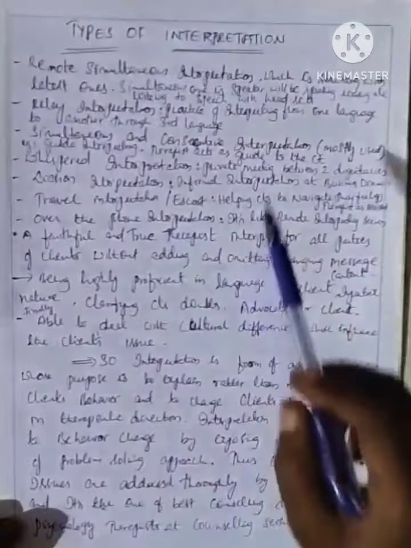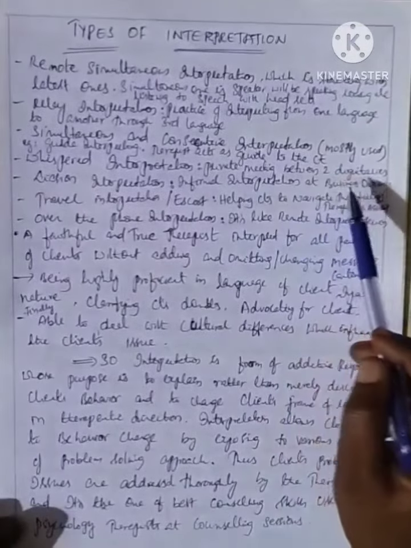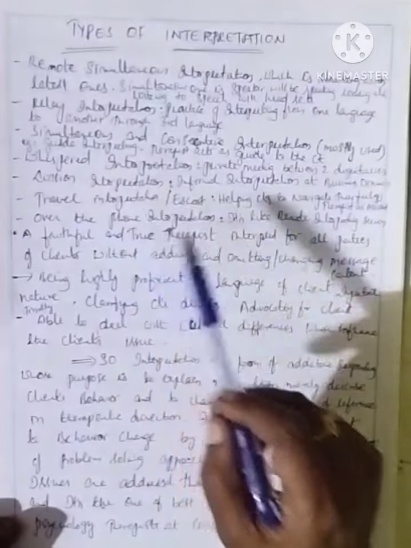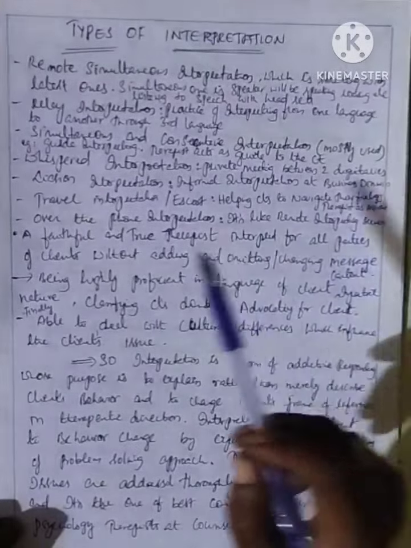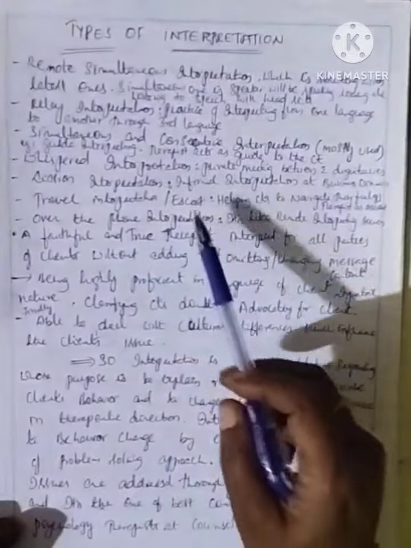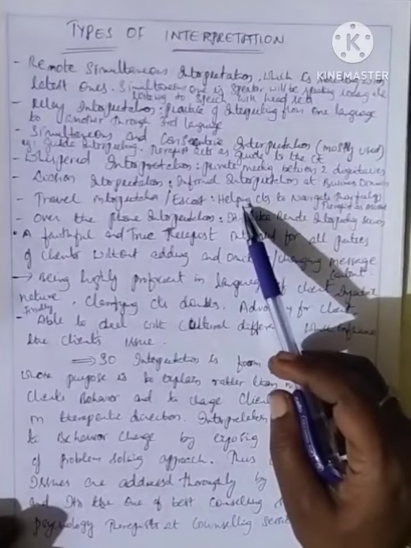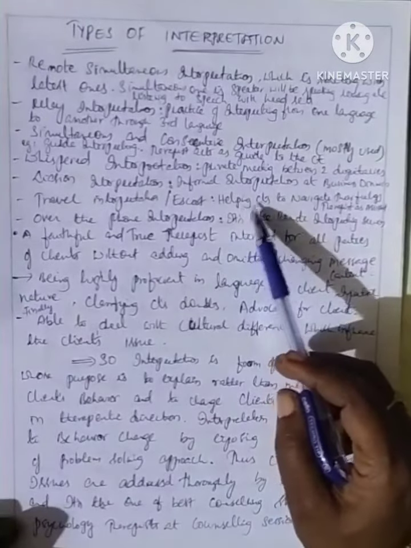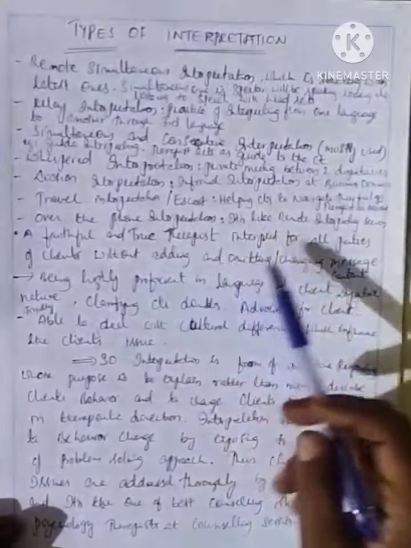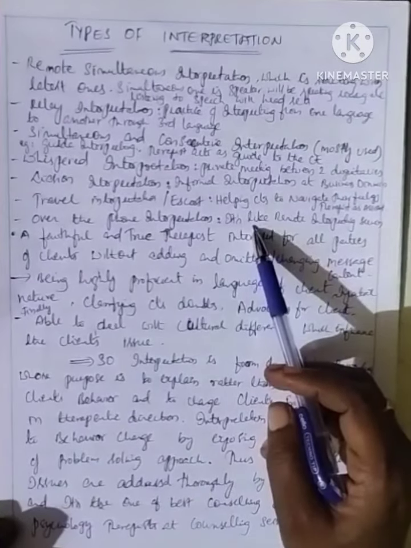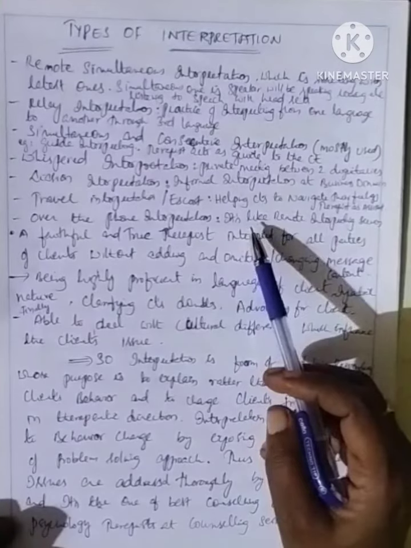Whispered interpretation: a private meeting between two dignitaries. Liaison interpretation: informal interpretation at business dinners or meetings. Travel interpretation or escort interpretation: here the therapist helps the clients like an assistant. Over the phone interpretation: it is like remote interpretation services.